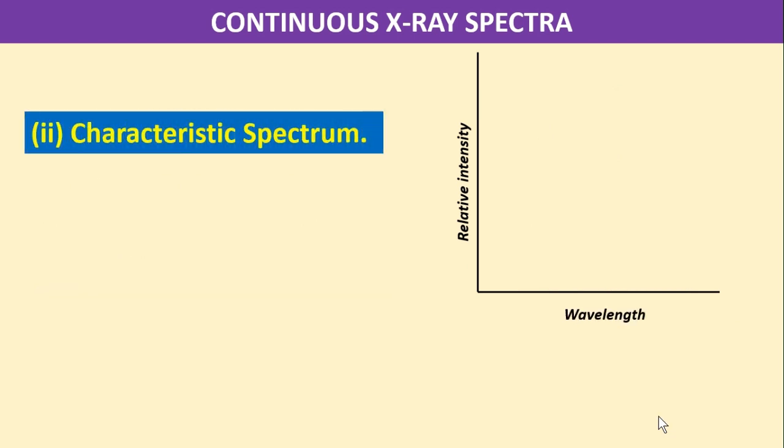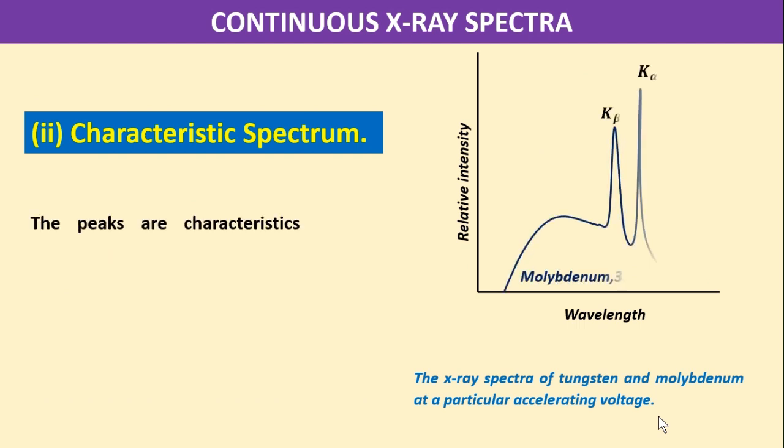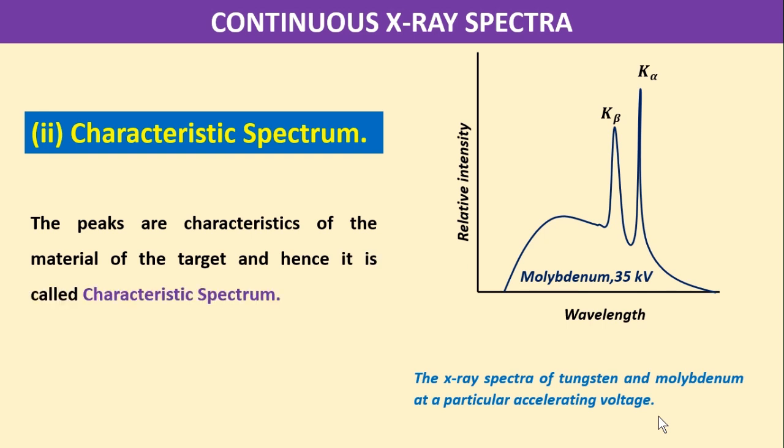Let us look at the characteristic spectrum. Here we have it for molybdenum. Here there are two peaks on the continuous spectrum of molybdenum. These two peaks show high intensity of X-ray at a particular wavelength. At a few particular wavelengths, we have a sudden increase of intensity of X-ray. This sudden increase in intensity we call characteristic X-ray spectra, and it is the nature of the target material. The peaks are characteristic of the material of the target, and hence it is called characteristic spectrum.